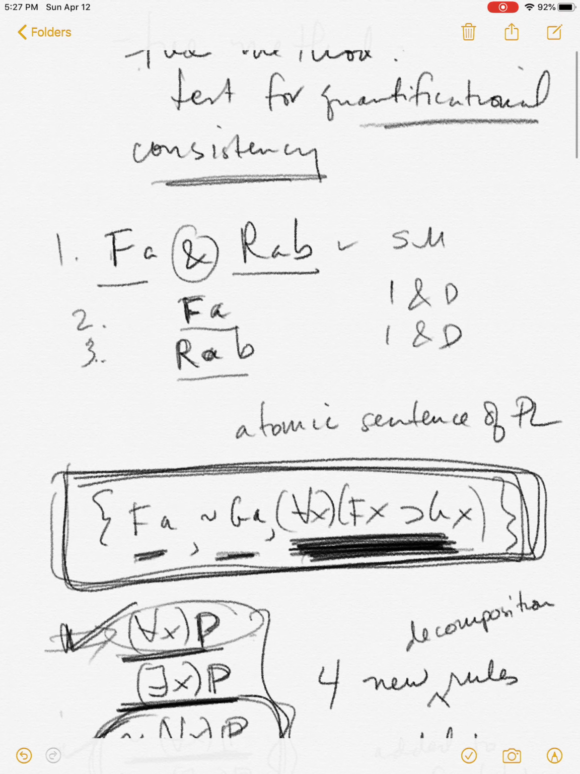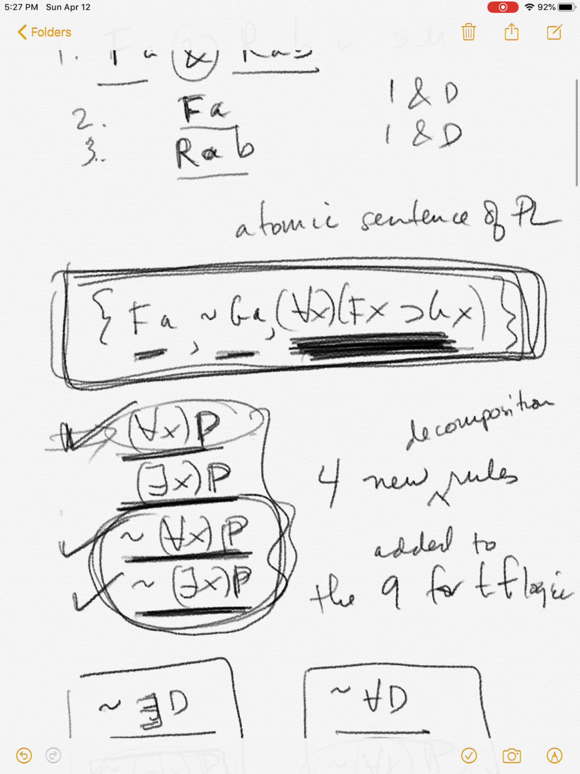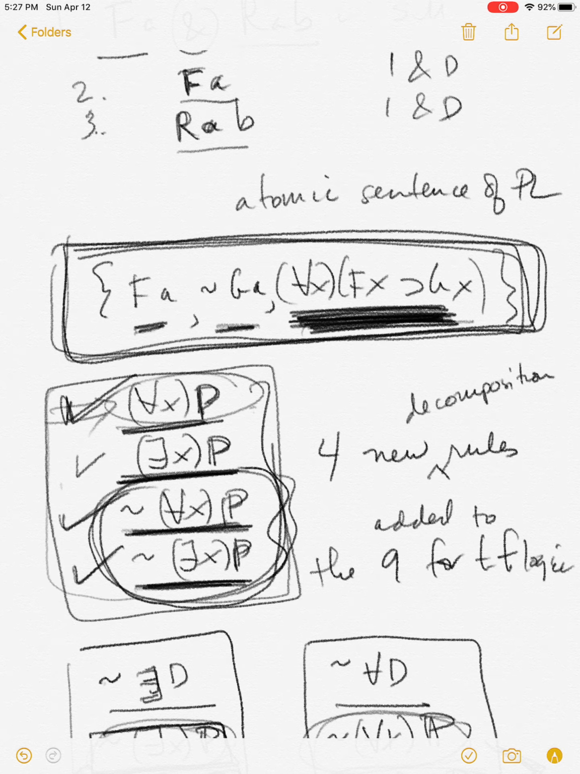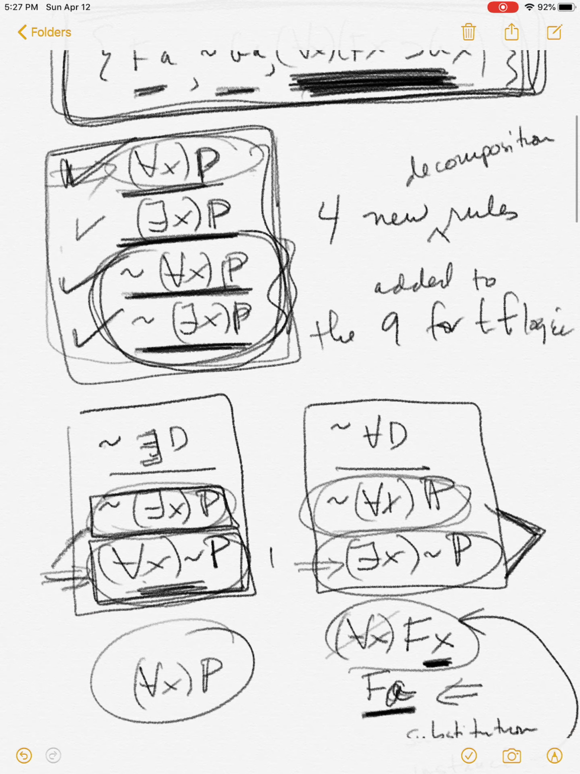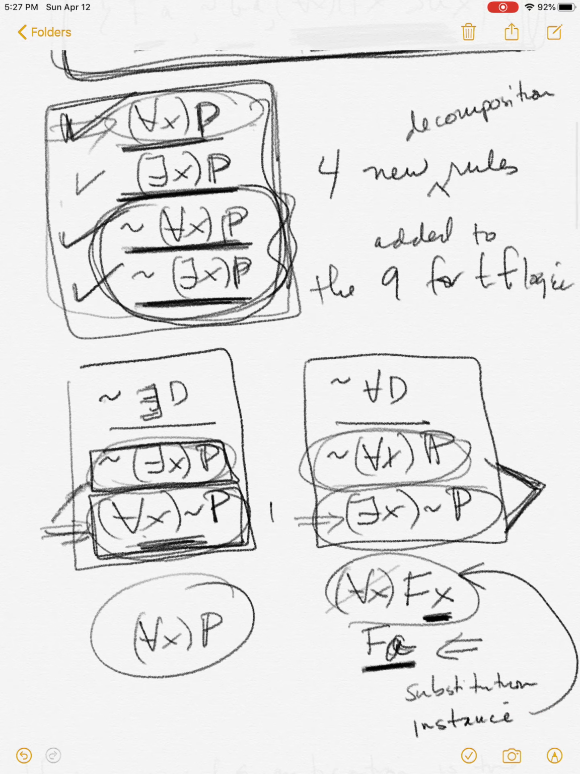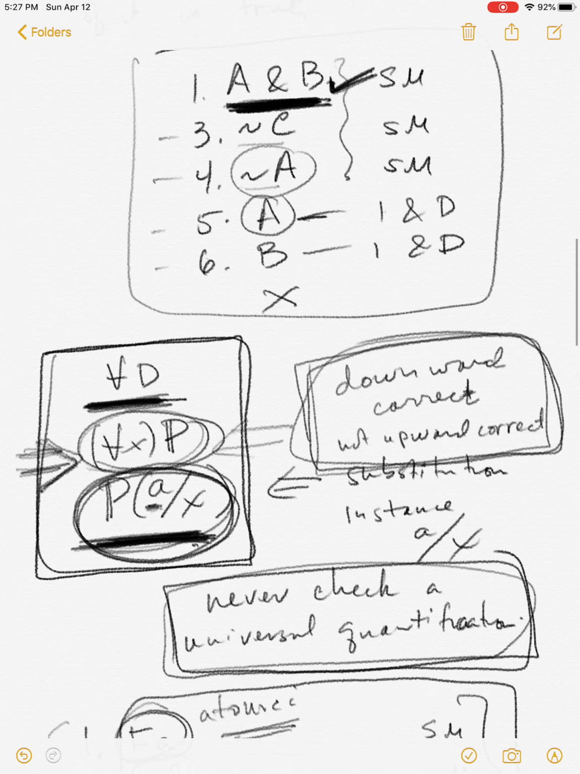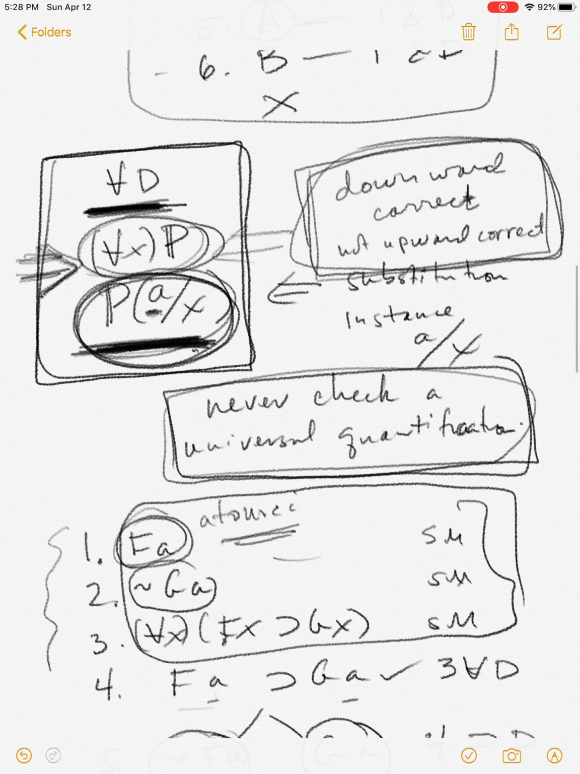We remembered what an atomic sentence of PL is. We recognized that we're going to need 4 new rules to accommodate the quantifiers, rules for the quantifiers and rules for the negations of the quantifiers. The negations are very simple. We just write down something that's equivalent to what we're decomposing. For the universal quantifier, there's a complexity, namely that theoretically there are an infinite number of instances.